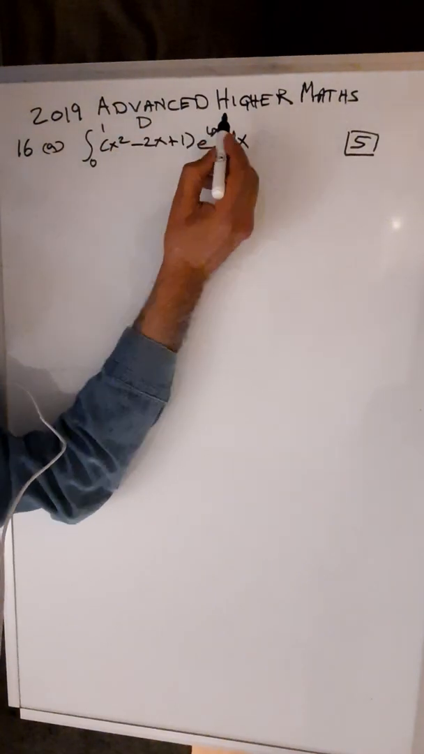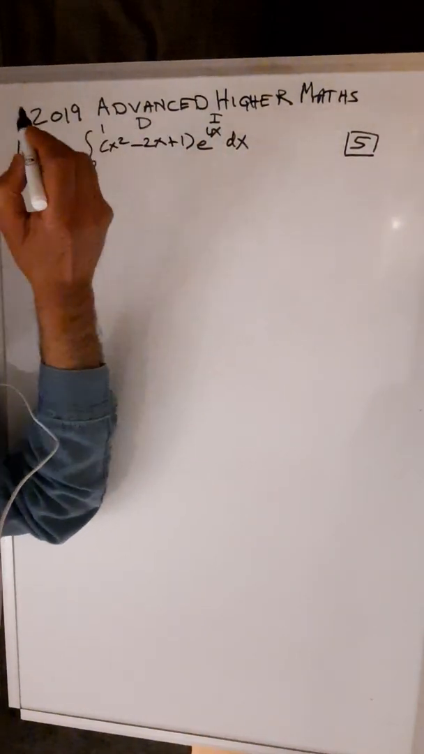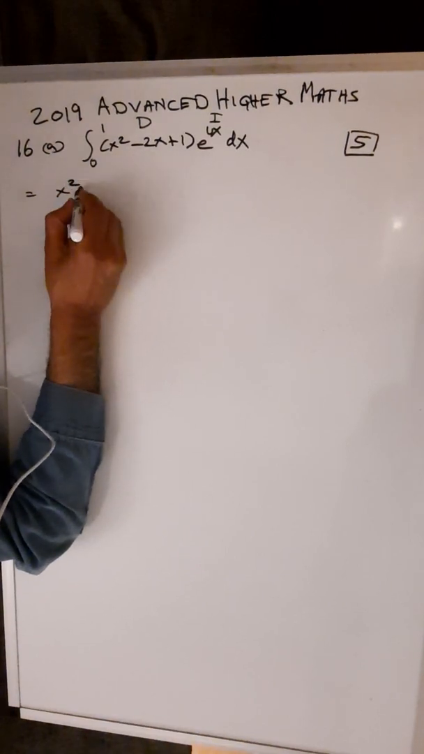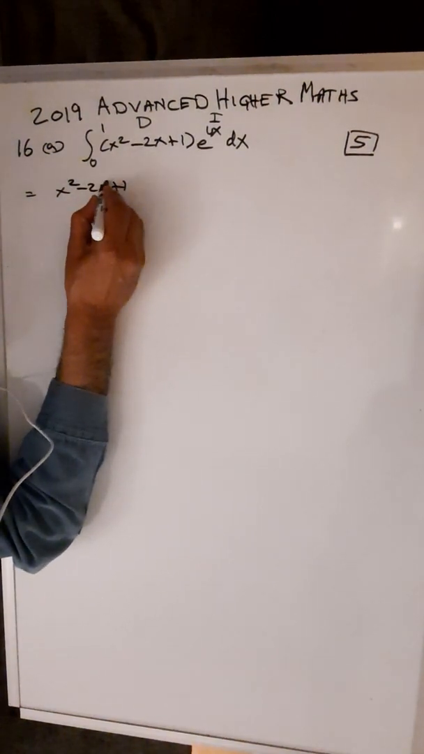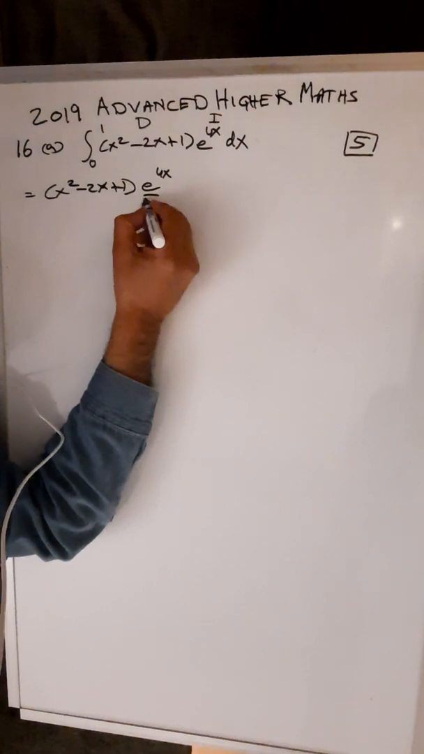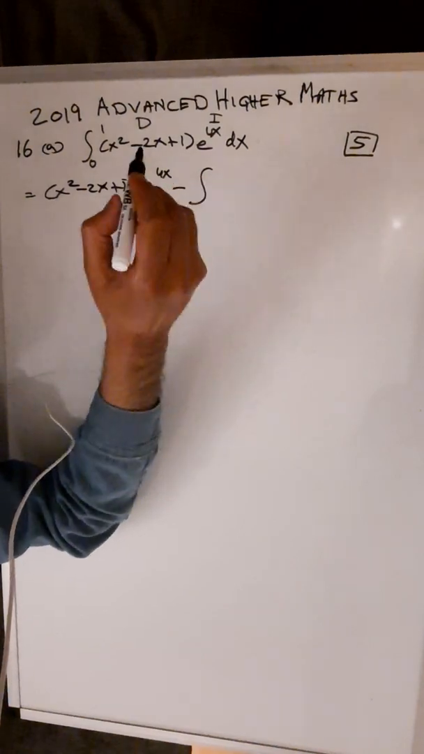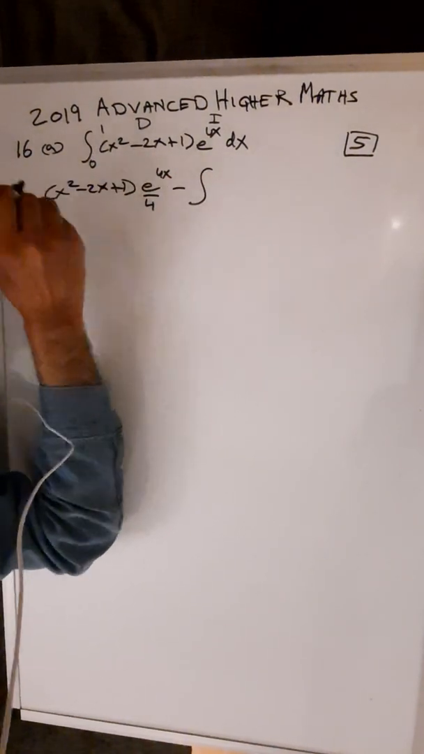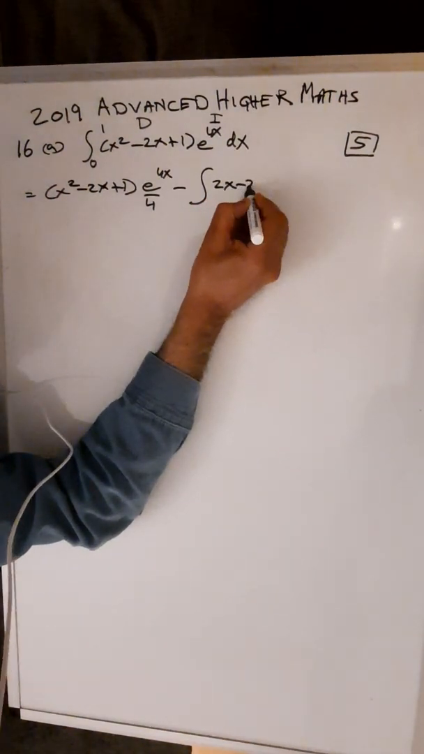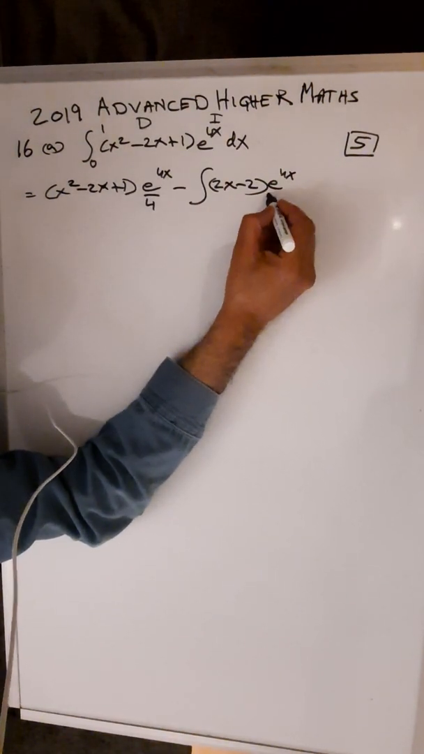You're going to differentiate this. Differentiate this twice, it will go away, and you're going to integrate this. So to start with, you just leave that as it is, x squared minus 2x plus 1. Integrate this, so this would give you e to the 4x over 4, minus the integral of, you've already integrated this, so that stays as it is. Now you differentiate the x squared minus 2x plus 1, which gives you 2x minus 2, e to the 4x over 4.